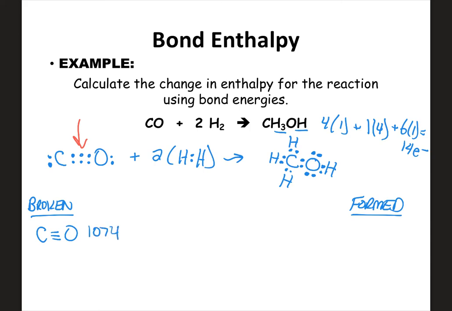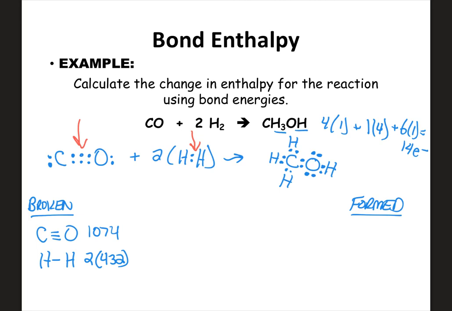The next bond I see here on the left side that I need to break is this shared pair between the H's. So it's an H single bond, but there are 2 of them. Remember, there are 2 molecules of H2 in your overall balanced equation. So there's 2 of them. When I look that value up, it's 432. There are no other bonds that I need to break on the left side.